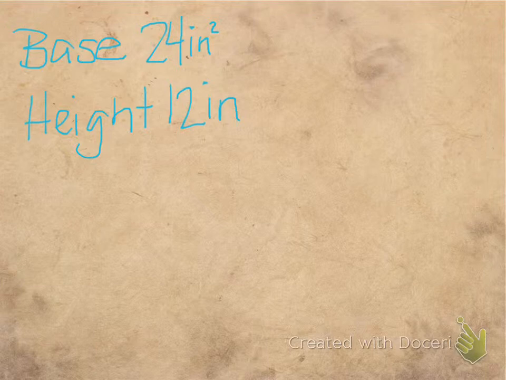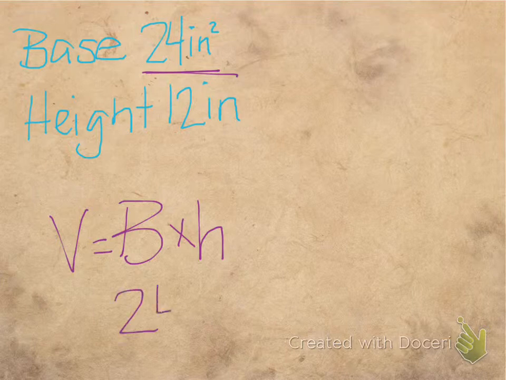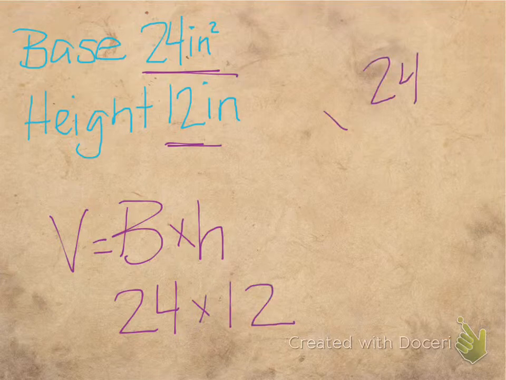Number 5 says find the volume of a box with a base area of 24 inches squared and a height of 12 inches. Use the formula volume equals the area of the base times the height. So we know the area of the base is 24 inches squared times the height, which is 12 inches. So we have 24 times 12.